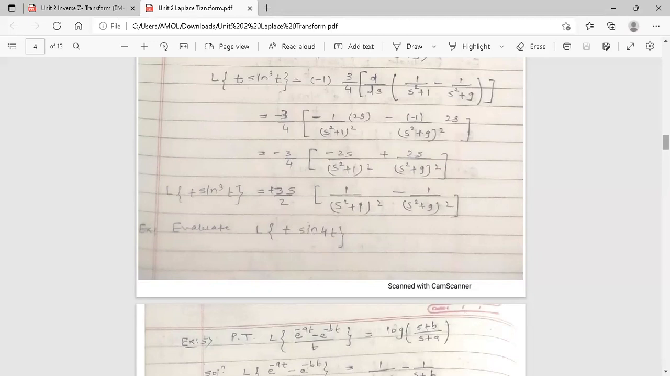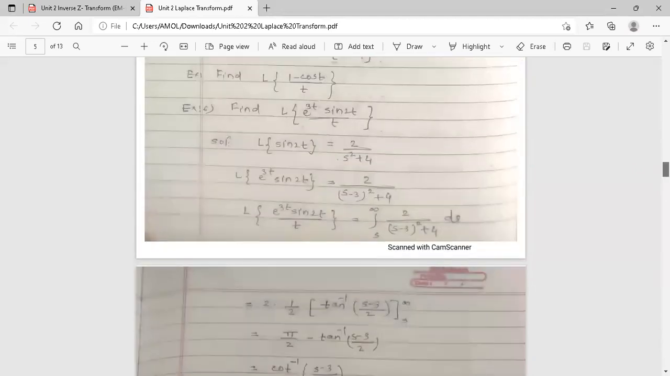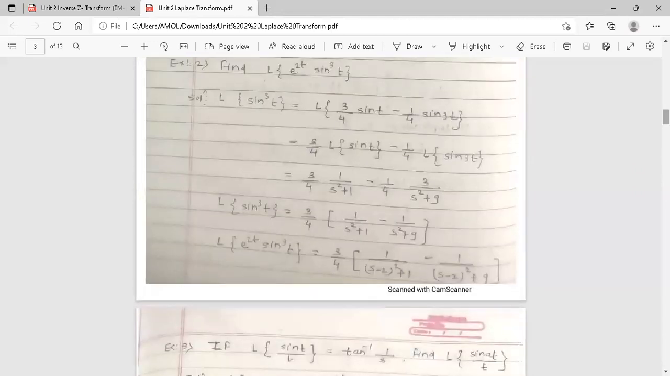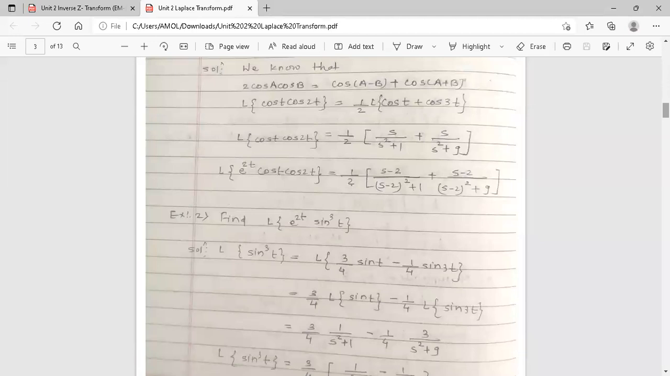So these are some examples of the Laplace transform, two examples on Laplace transform properties and the Laplace transform of some standard functions. So this session is over here. Thank you.